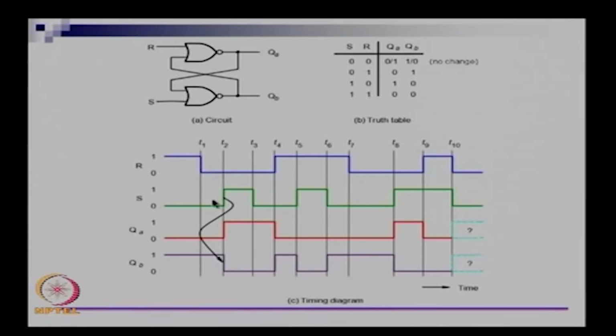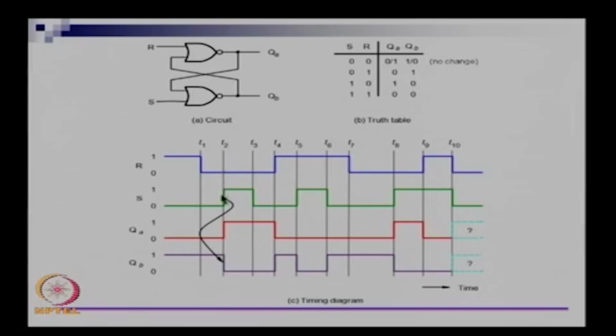So, this is a case where both of them are 0. So, both the inputs R and S are 0. I said that if both R and S are 0, QA if it is 0 will remain at 0, and QB if it is 0 will remain at 0. So, in this case QA is at 0, it remains at 0, and QB was at 1, it remains at 1. So, this is up till time T2.